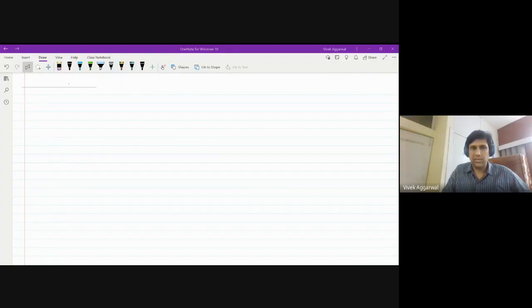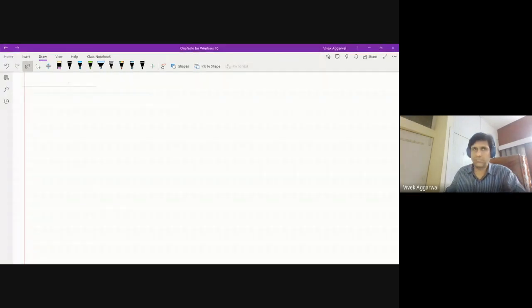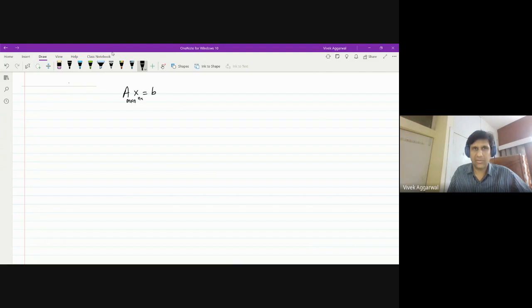Suppose we have a system AX is equal to B. In this system we have a matrix A that is of order m cross n, and X is of order n cross 1 and B is of order m cross 1. So this is a system of equations, and we want to solve this system of equations.